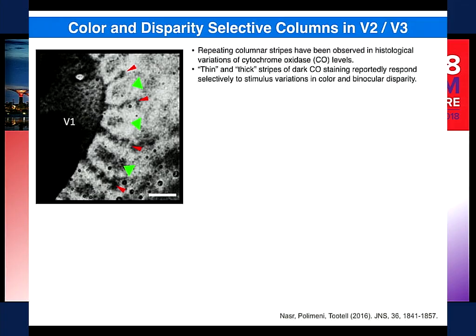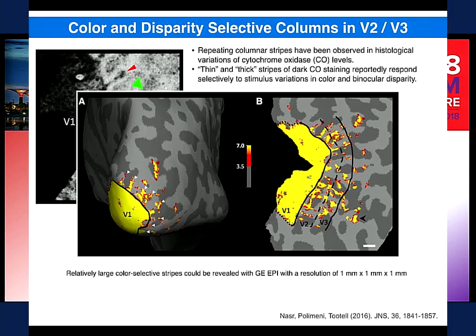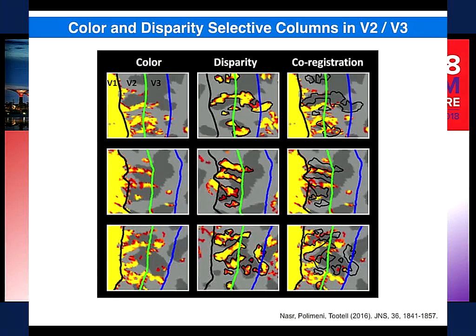By using, again, 7 Tesla high-field imaging with a resolution in that case of 1 millimeter, they could find these kinds of stripe patterns. Here's V1, and this is beyond V1. And they look very nicely striped as expected from the oxidase staining. And if we look in more detail, we see indeed that here's V2 and V3 on a flattened representation, and we see here the thin stripes, so to say, for the color representation, and the thicker structures in between for the binocular disparity, two features which are also coded in visual cortex.